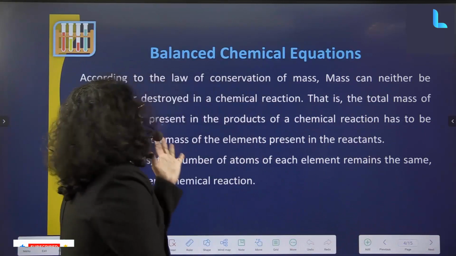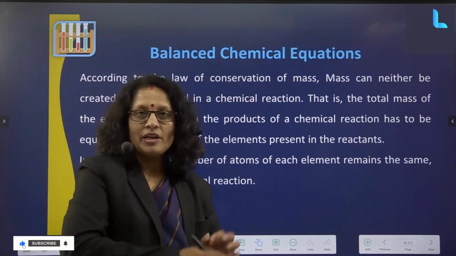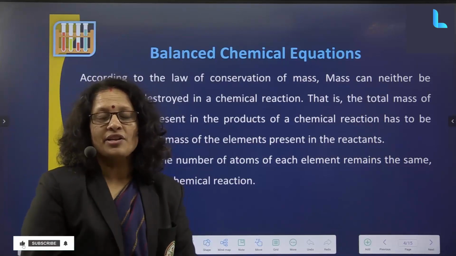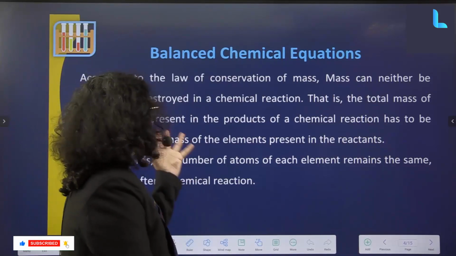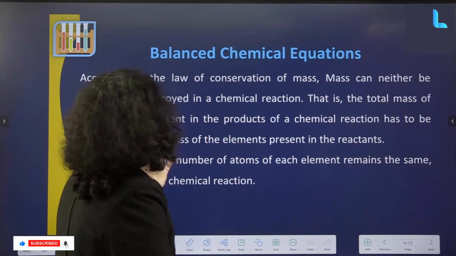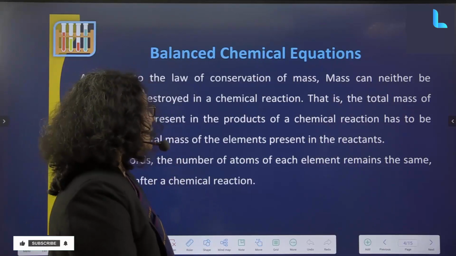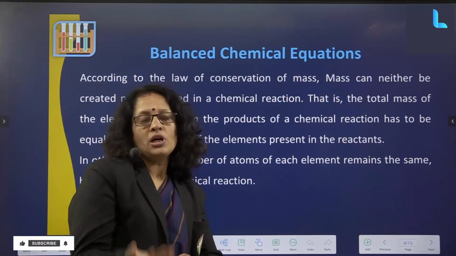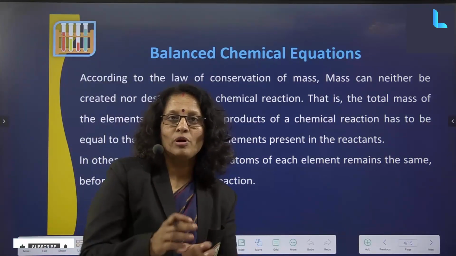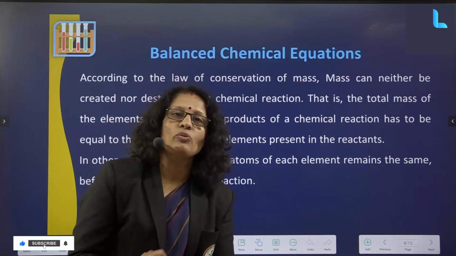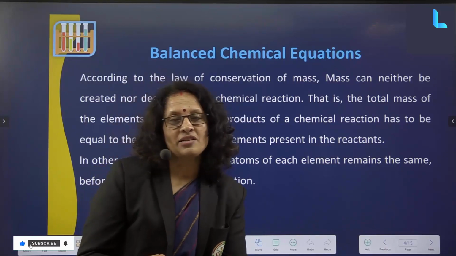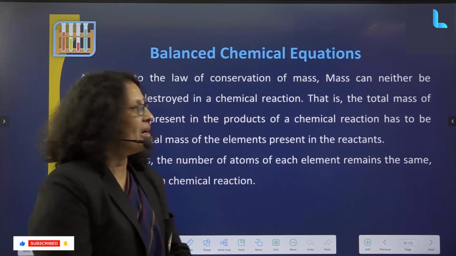Now why do we need to balance the equation? Why should the number of atoms on the left hand side, the reactant side, be the same as on the right hand side, the product side? Because of the law of conservation of mass. According to this, mass can neither be created nor destroyed in a chemical reaction. It can only change from one form to another. Like if you are burning a paper, the paper will be over. One form of mass is over, but at the same time it is converting into ash. So it is transforming into another form. That is the law of conservation of mass.